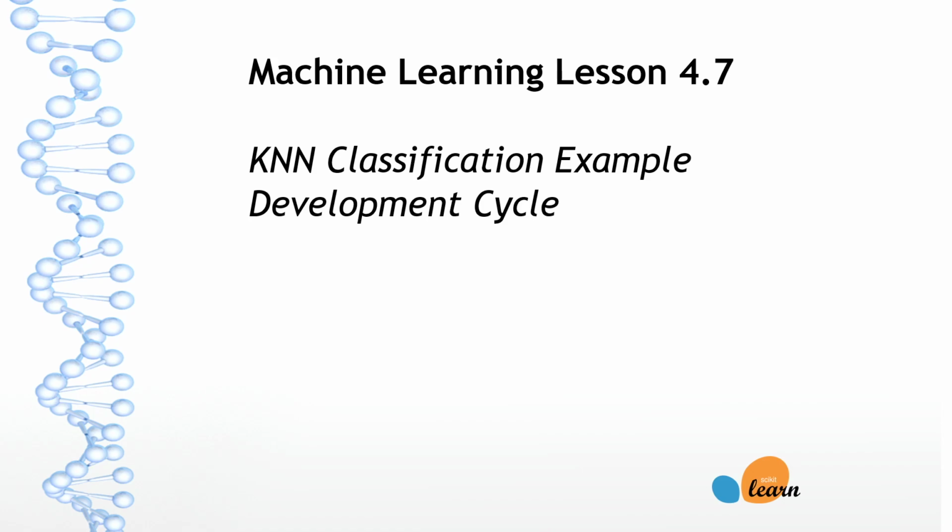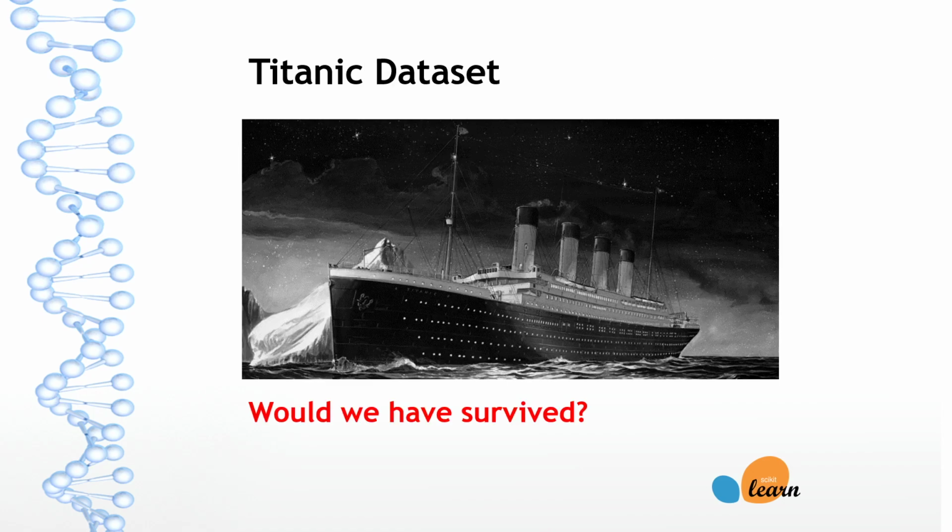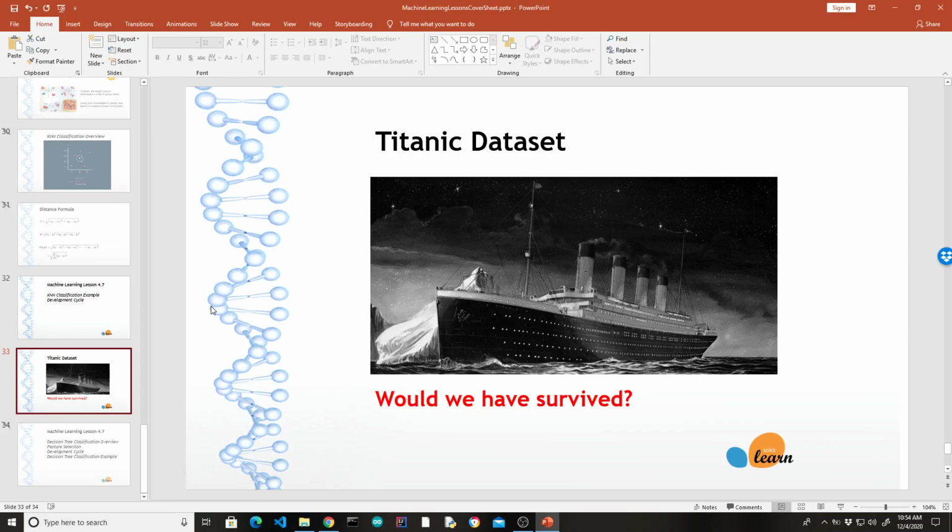So let's talk a little bit about the data set. The Titanic was a luxury cruise liner that hit an iceberg, and a lot of people did not survive, but some people did. So we're going to use the k-nearest neighbor classification algorithm to determine our likeness to people who survived or did not survive the Titanic, to determine if we would have survived the Titanic. So let's get to it.